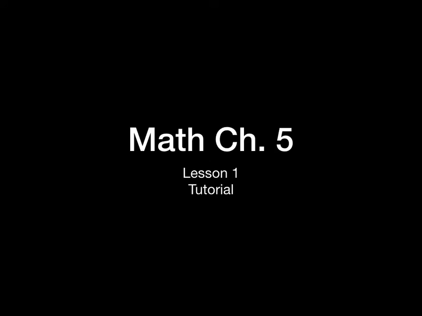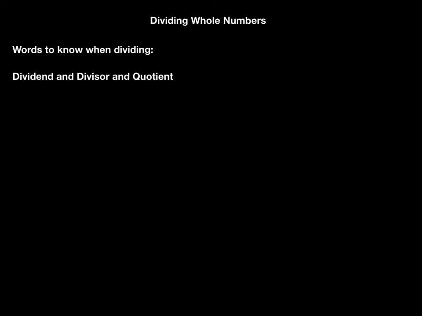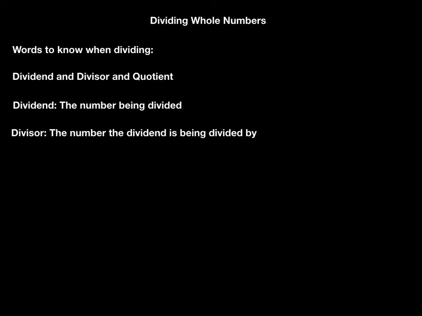Math Chapter 5 Lesson 1 Tutorial. Dividing whole numbers. Words to know when dividing: dividend, divisor, and quotient. Dividend is the number being divided. Divisor is the number the dividend is being divided by. And quotient is the answer to a division problem.